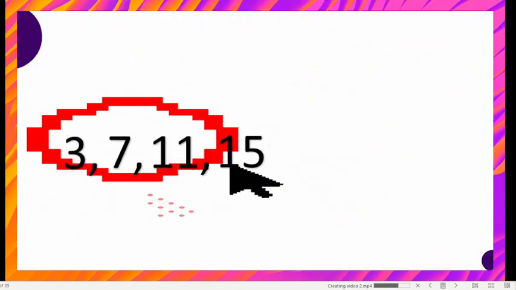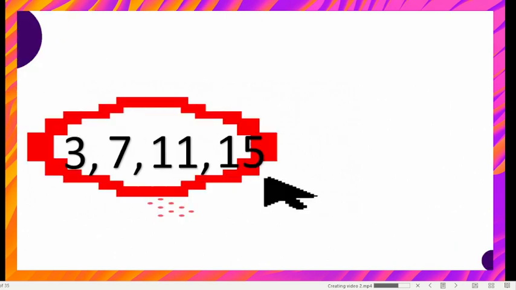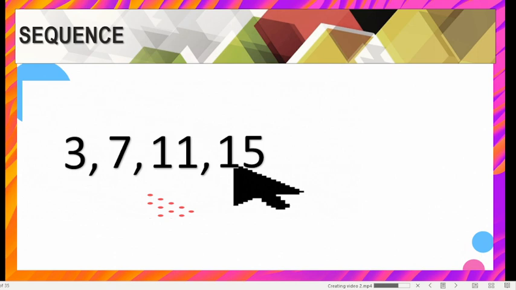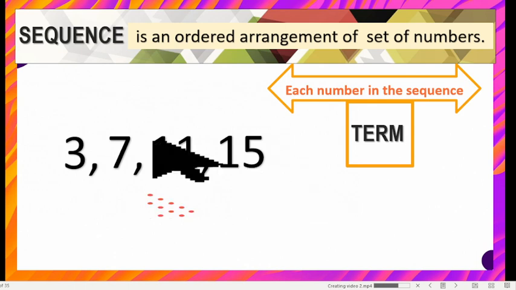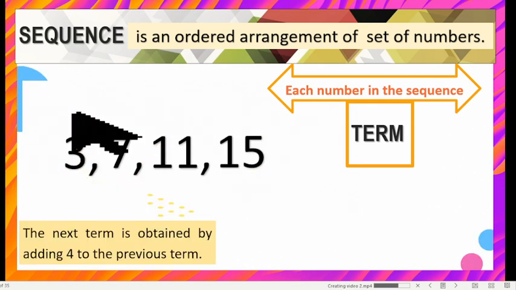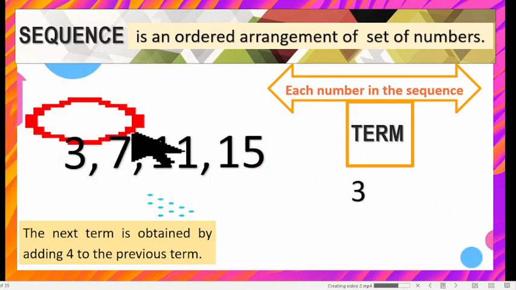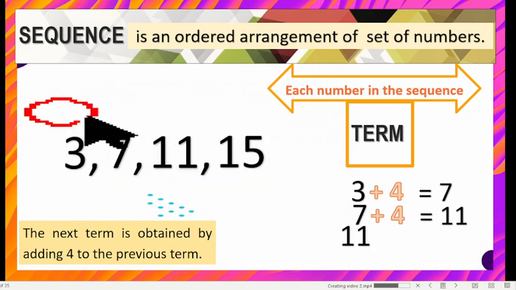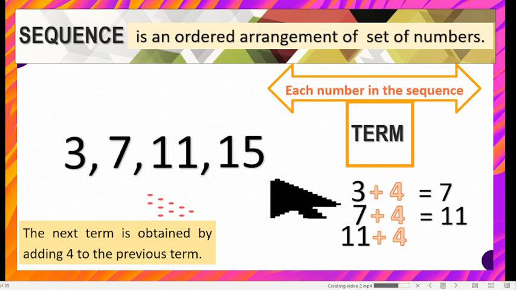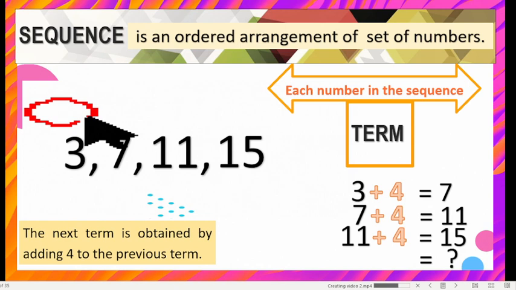3, 7, 11, and 15, again, is an example of a sequence. A sequence is an ordered arrangement of a set of numbers. Each number in the sequence is called a term. The next term is obtained by adding 4 to the previous term. 3 plus 4 equals 7. 7 plus 4 equals 11. 11 plus 4 equals 15. What comes next after 15? You're right. The answer is 19.